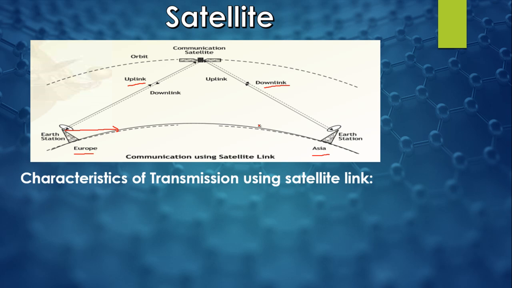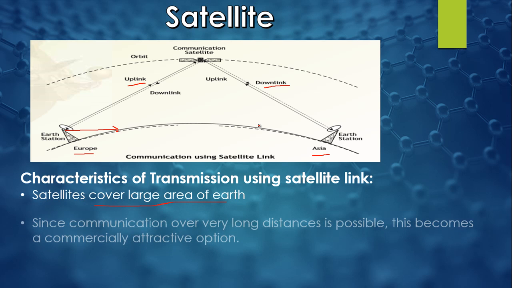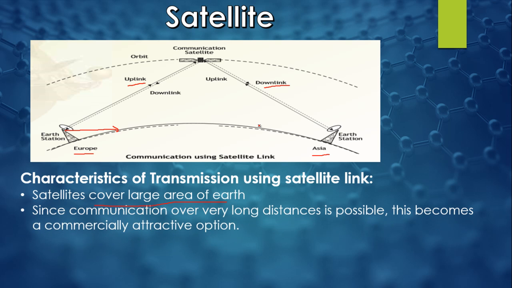So the characteristic of transmission using satellite link: obviously, a satellite covers a larger area. I hope you understand how a satellite covers a larger area, because you can see that the satellite is at the top, at the orbit of our earth, so it can cover a larger area. The next point is, since communication over very long distance is possible in case of satellites, this becomes a commercially attractive option also.